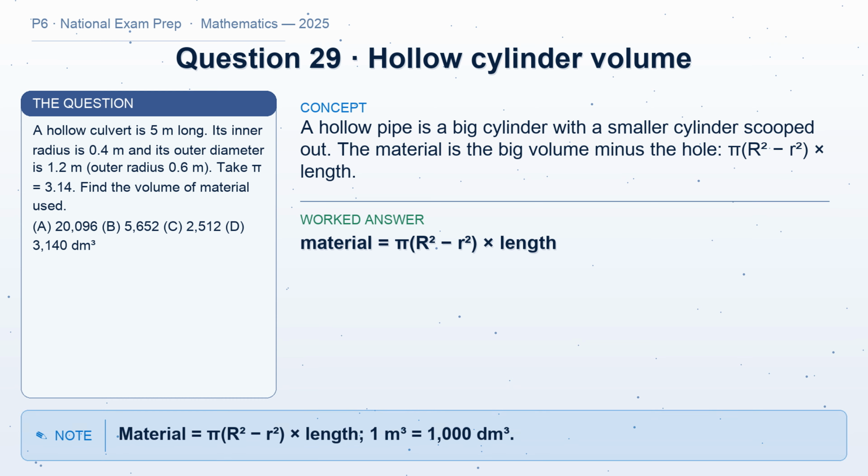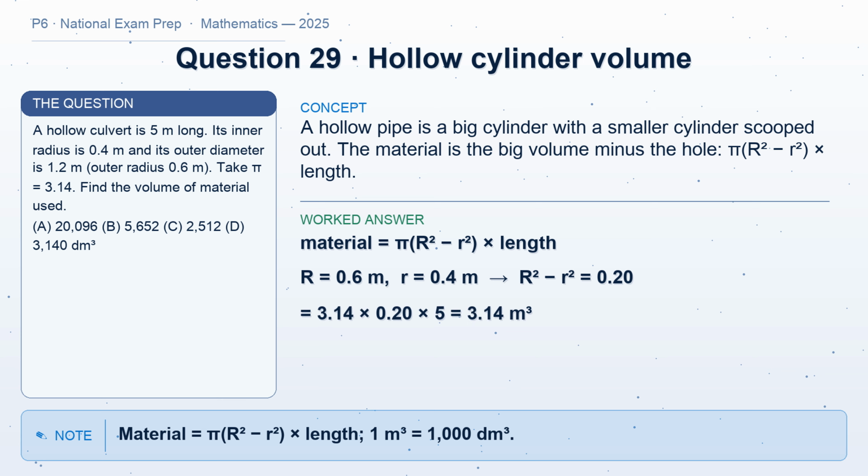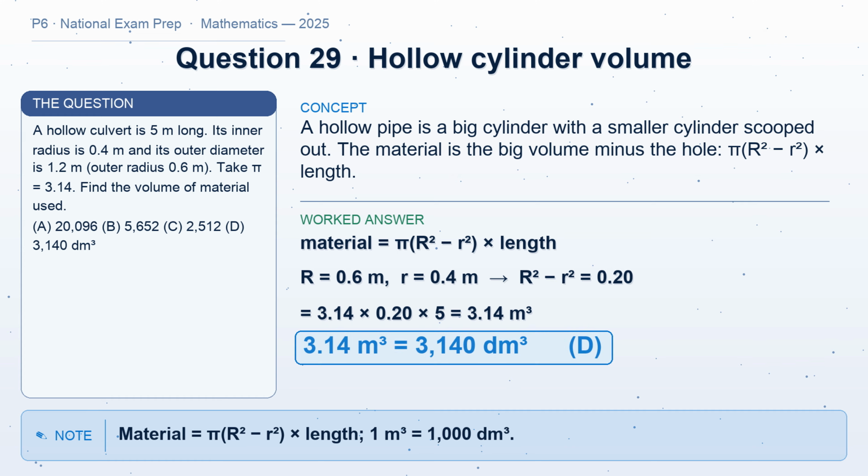The material left is the big volume minus the hollow part, which is pi times the big radius squared minus the small radius squared times the length. The big radius squared is 0.36 and the small is 0.16, so the difference is 0.2. Then 3.14 times 0.2 times 5 is 3.14 cubic meters. Since 1 cubic meter is 1,000 cubic decimeters, that is 3,140. The answer is option D.